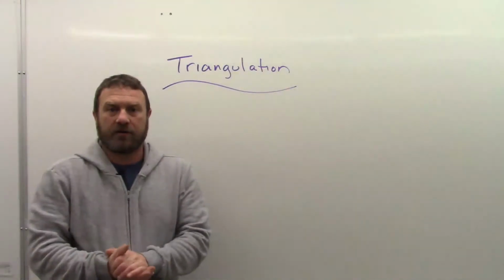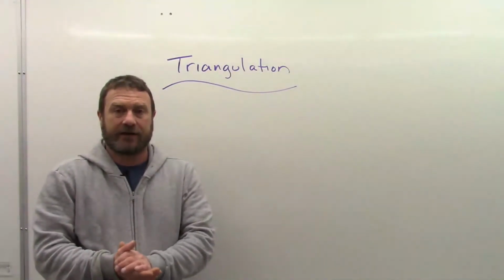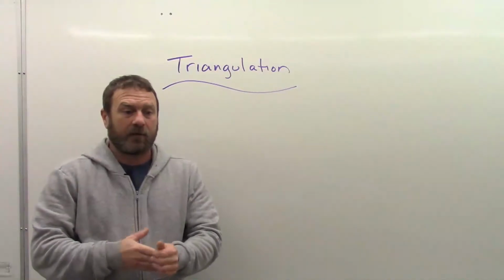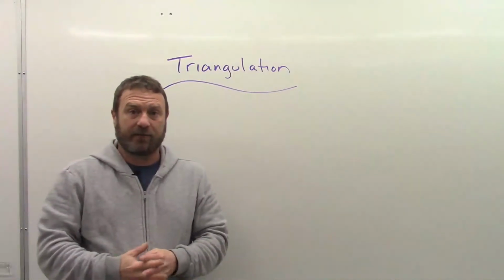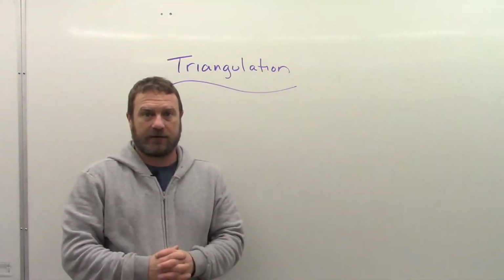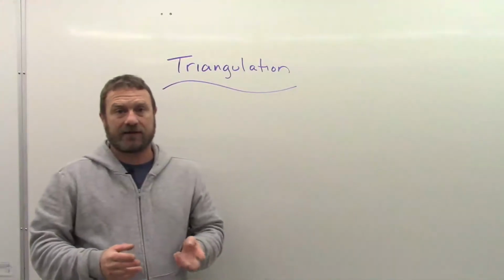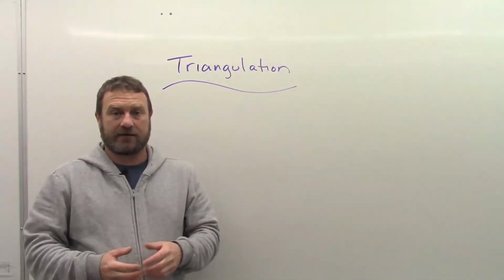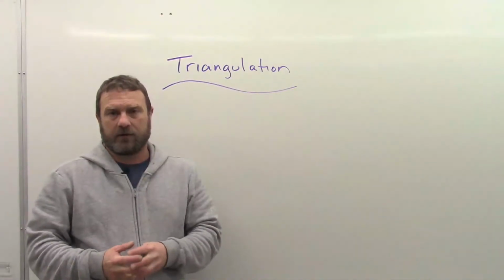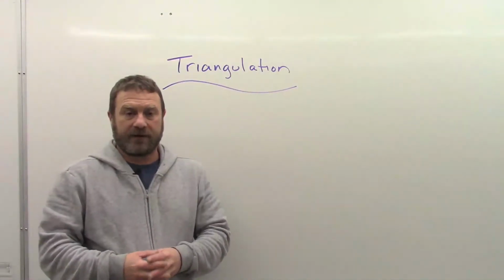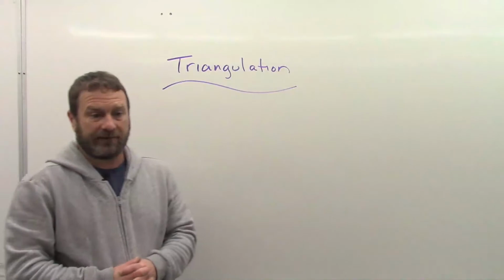Good morning. We're going to start our unit on triangulation now. And we're going to focus on triangulation from plan view in this unit. There are two basic ways to triangulate: triangulation from plan view or triangulation from elevation view. We're going to focus on the plan view.